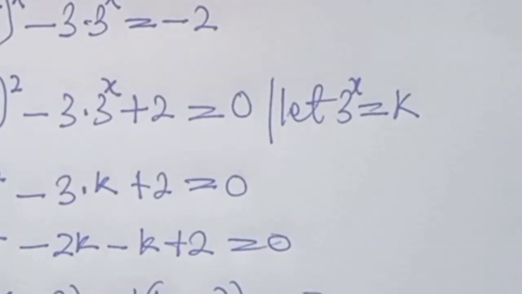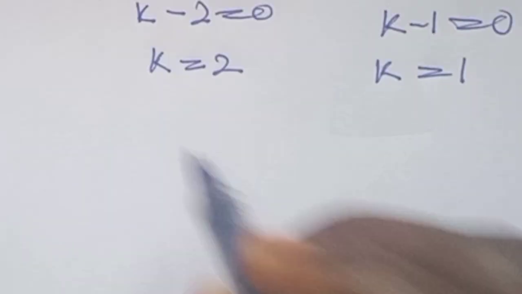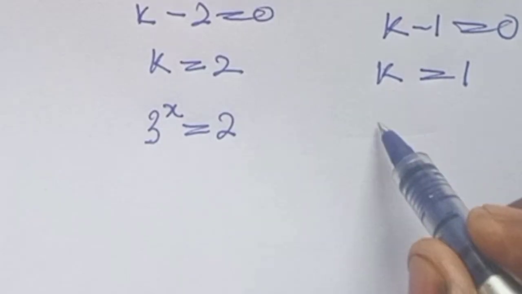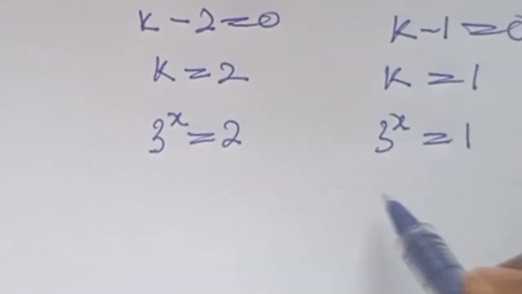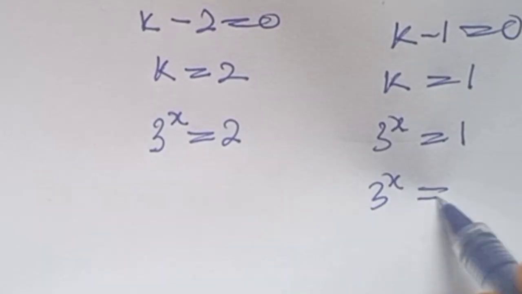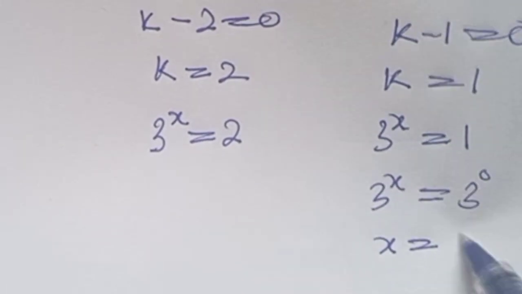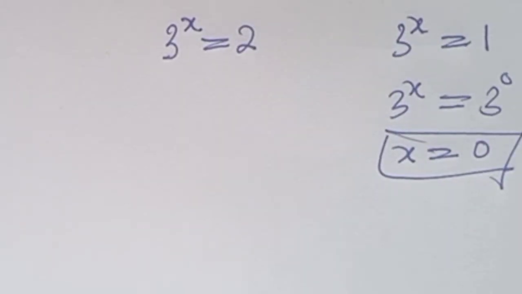But recall that k was represented with 3 to the power of x. So that 3 to the power of x will be equal to 2. And here, 3 to the power of x will be equal to 1. And 3 to the power of x will be equal to 3 to the power of 0. So that x is equal to 0. Here, x1 is equal to 0.